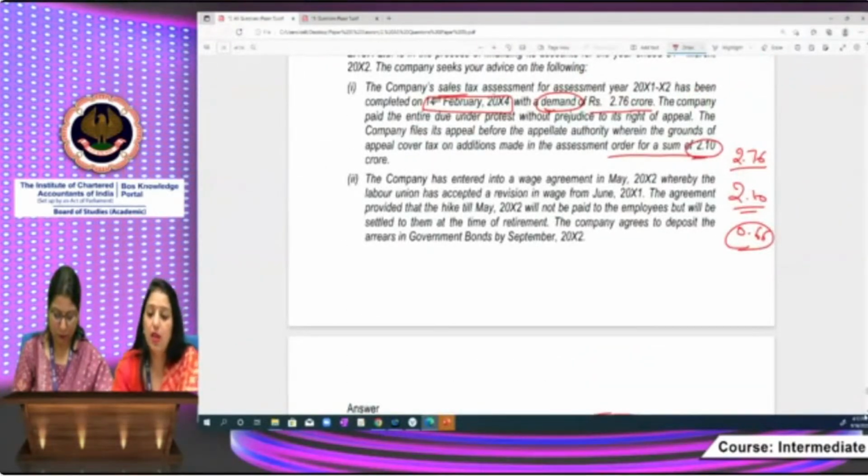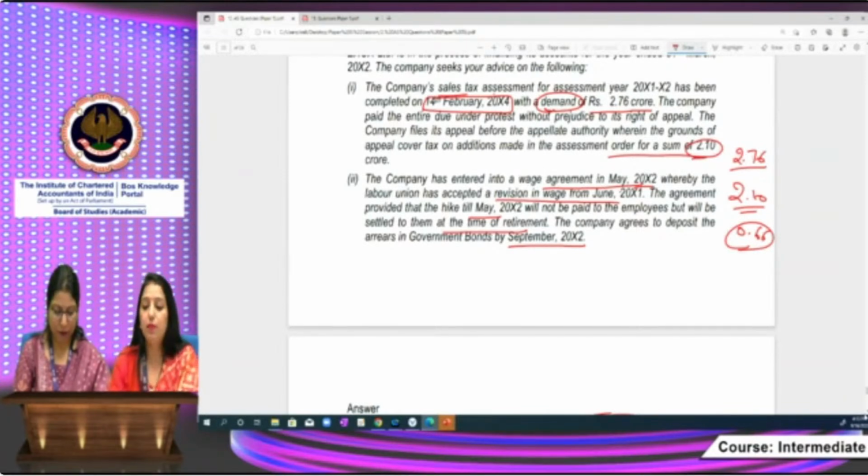The next point is that the company has entered into a wages agreement in May, whereby the labor union has accepted a revision in wages from June. The agreement was in May and the revision has been made from June 2001, with the agreement in 2002. The agreement provided that the hike till May 2002 will not be paid now, but will be settled to the employees at the time of retirement. The company agrees to deposit the arrears in a government bond by September. Now, what will be the treatment in this case?